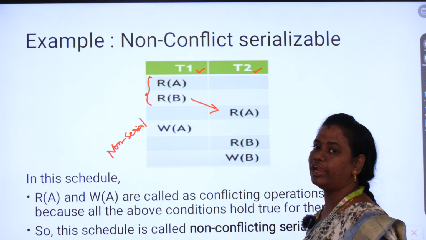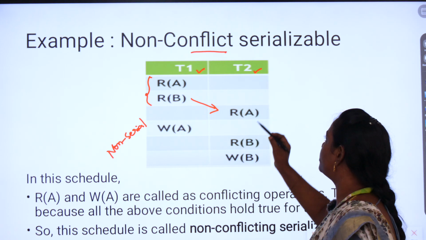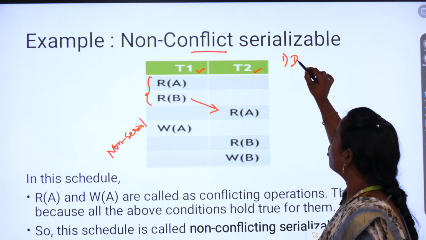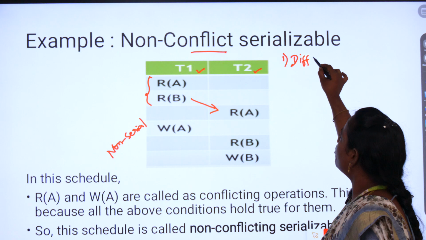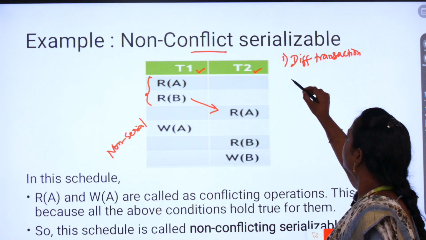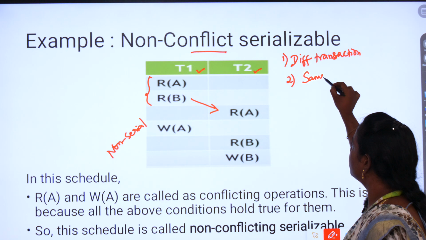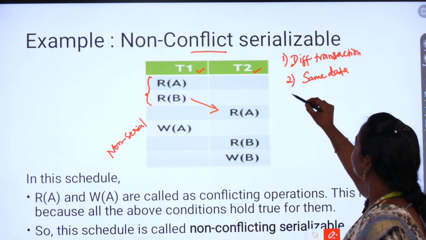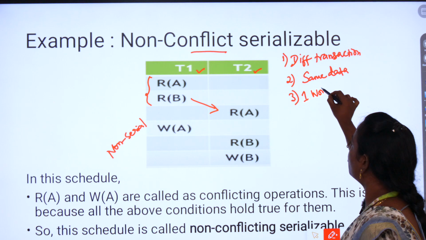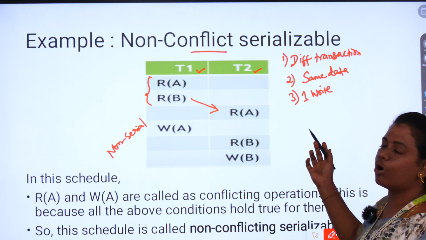Now we are going to find the conflicting operations in this. To find conflicting operations, we have 3 conditions. The first condition is that the 2 operations are performed by different transactions, the 2 operations are on the same data, and at least one write operation should be present. These are your 3 conditions to identify a conflicting operation.